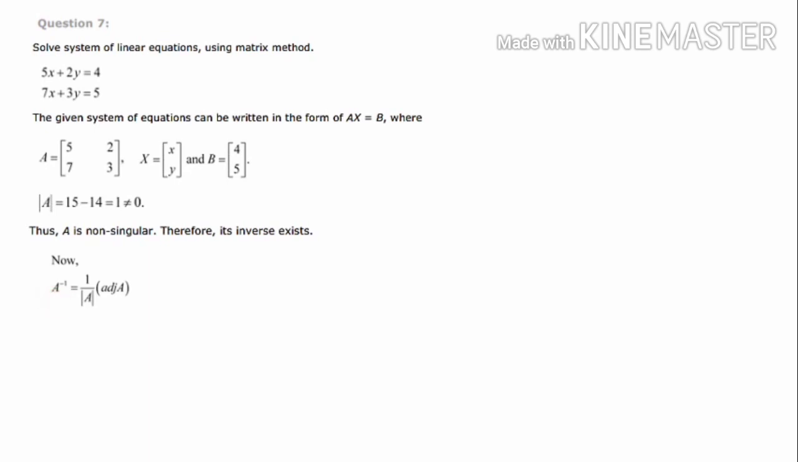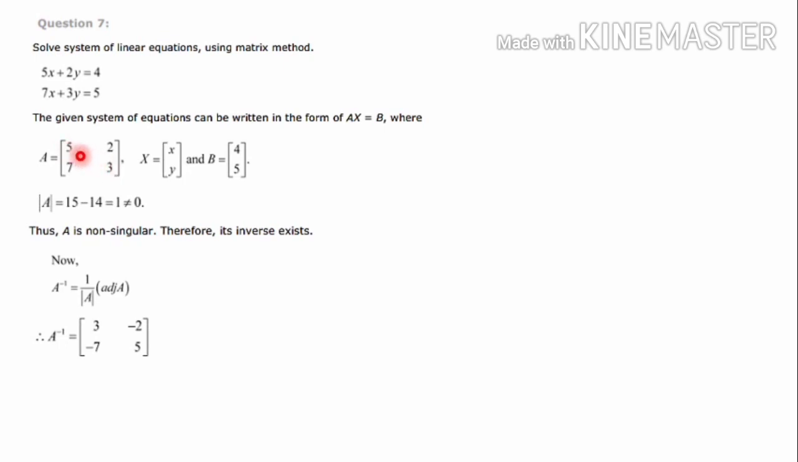The A inverse formula is A inverse equal to 1 divided by determinant A into ADJ A. Here I am not calculating the adjoint separately because we have a shortcut to find it since A is a 2 by 2 matrix. And also the determinant A value is 1. So just substitute here 1 divided by 1, which means 1. So A inverse is equal to the adjoint, which we can calculate by using the shortcut.